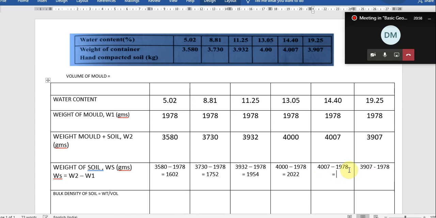Fifth trial, 2029. Last trial, 1929. How much? 1929.